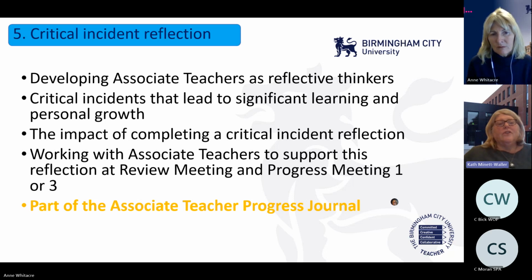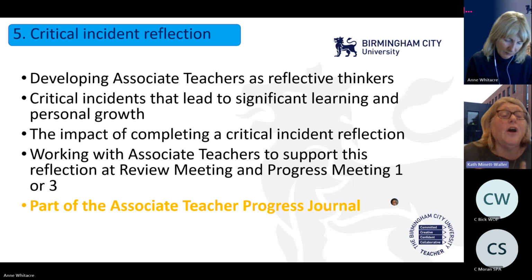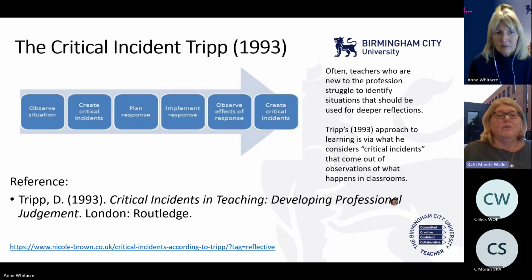So working with associate teachers to support this reflection at review meetings. It would be year 3 at the moment, review meeting 3, and then progress meeting 3, or with the PGs who have just gone out into schools and have just started, theirs would be review meeting 1 and progress meeting 1. And you'll find the proforma for these in the progress journal.